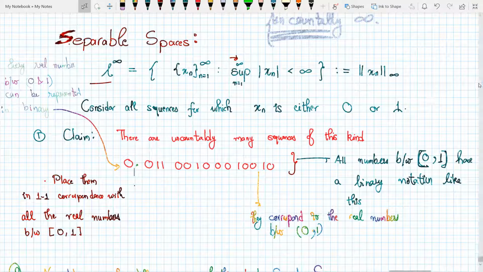So till now we have discussed that L infinity is a sequence space, and we take a subset of L infinity such that the elements in the sequences are either 0 or 1, and then we showed that the total number of sequences of such kind, where every element is either a 0 or 1, is uncountable. It's an uncountable infinity. And we know that because every real number between 0 and 1, if we convert it into binary form, can be represented like this. And if it can be represented like this, then the total number of real numbers between 0 and 1 is uncountably infinite, and that is why this set of sequences is uncountably infinite.